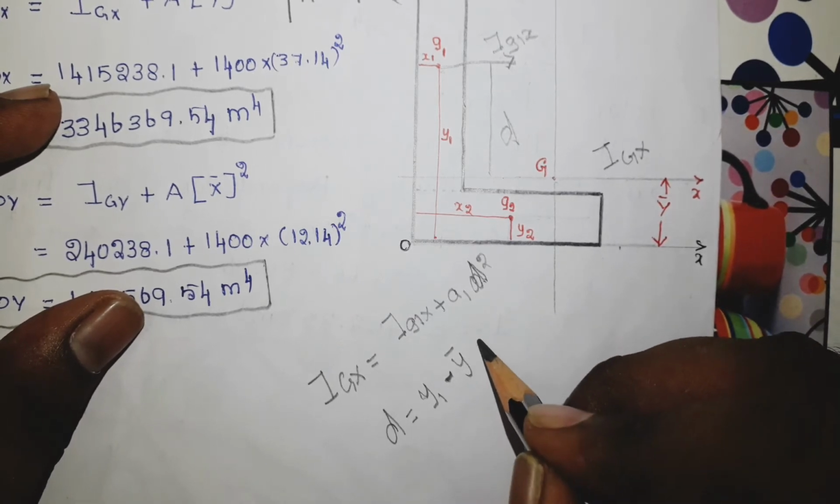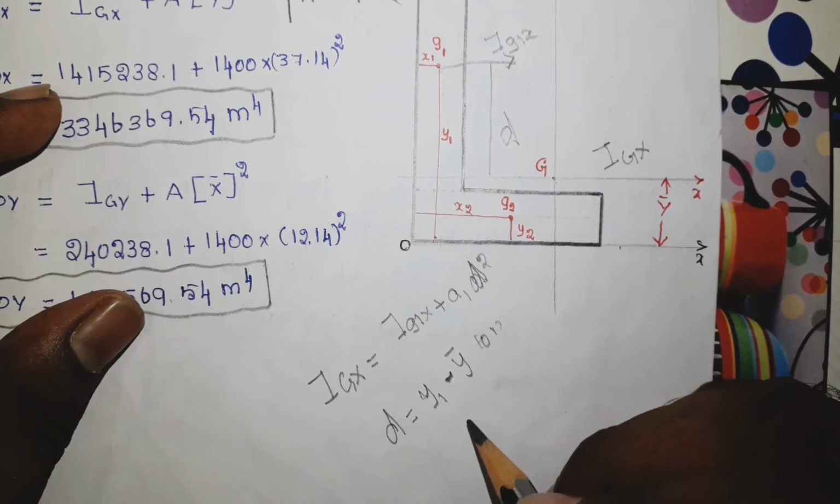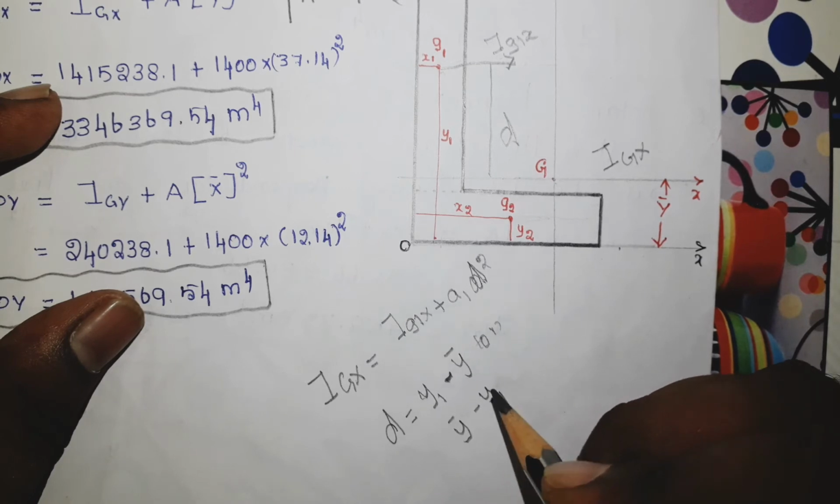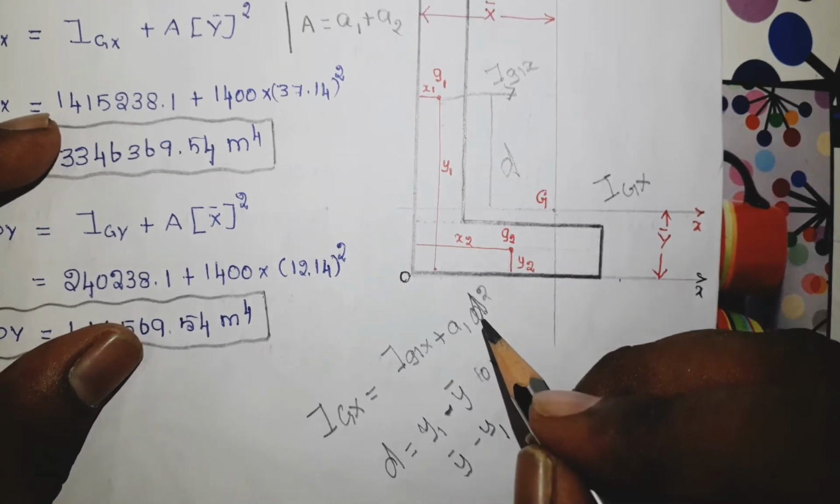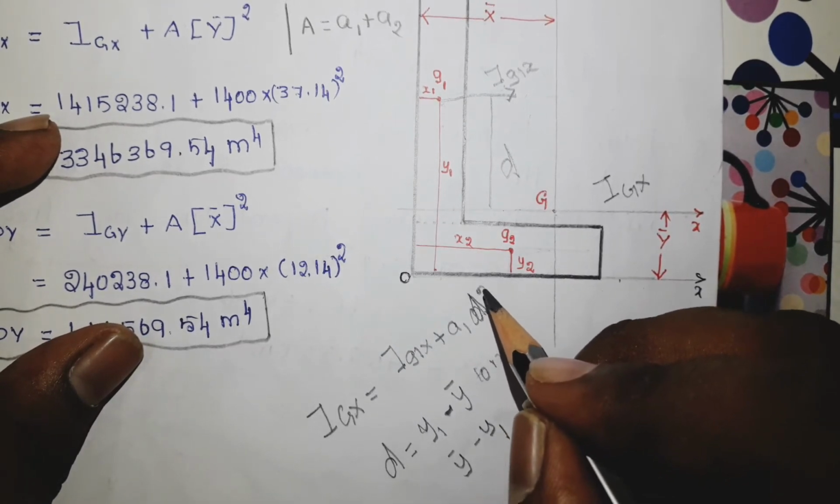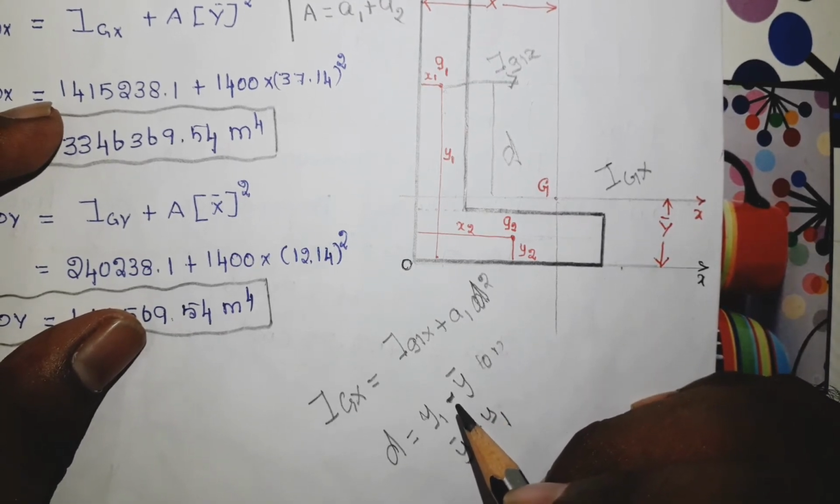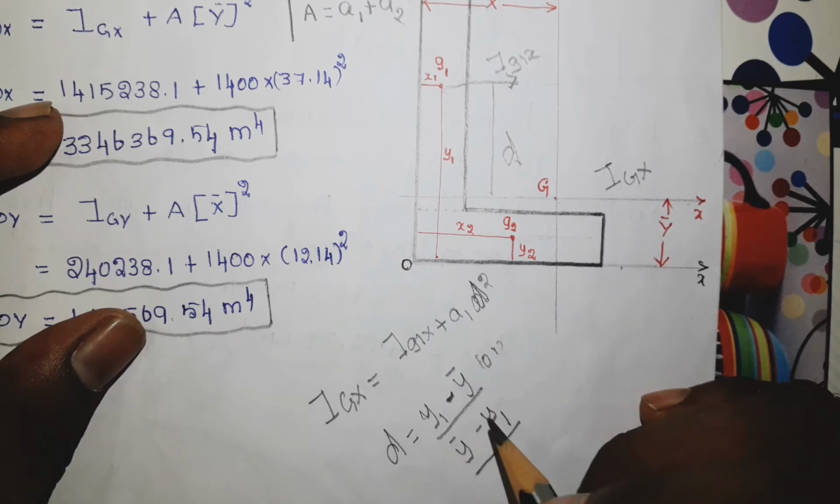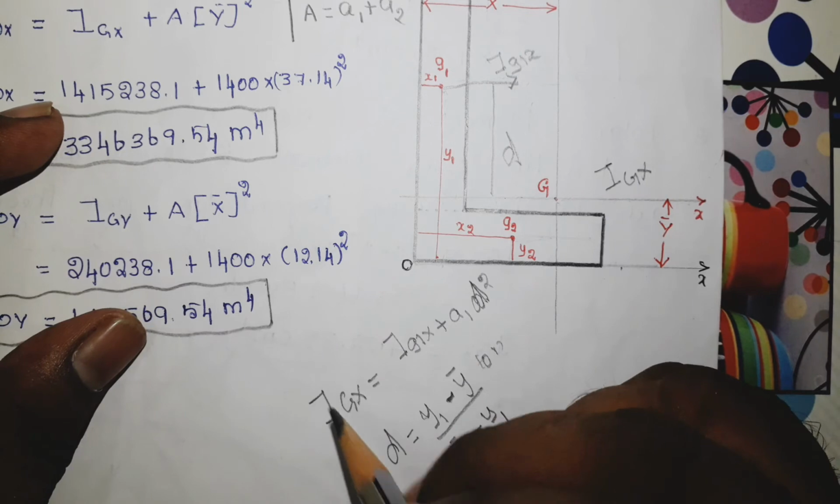This can also be written as y bar minus y1. You can write it in this way also, because you are going to square the number, so whether it is minus or plus doesn't matter. Either way is correct.